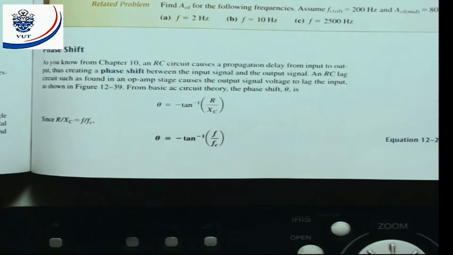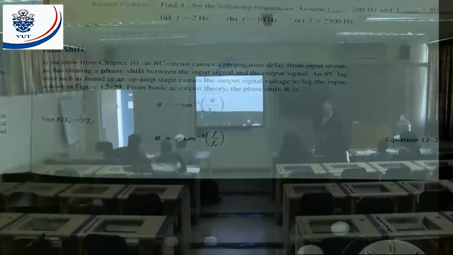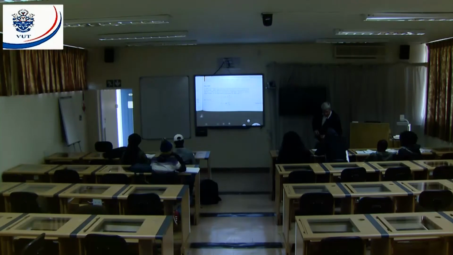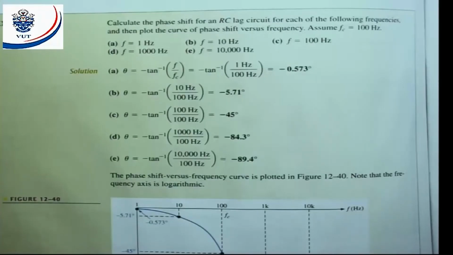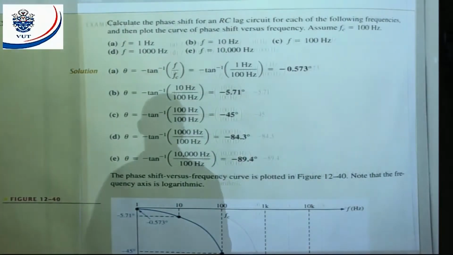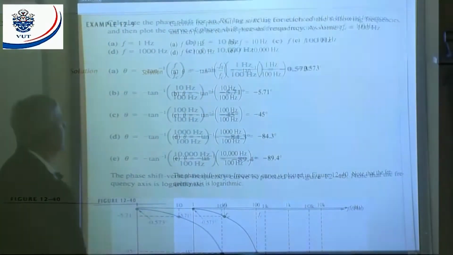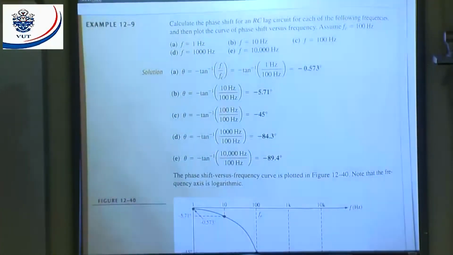To illustrate this, example 12.9: calculate the phase shift for the RC lag circuit for each of the following frequencies and then plot the curve of phase shift versus frequency. Assume FC is equal to 100 Hz. My critical frequency is 100 Hz, and I have 1 Hz, 10 Hz, 100 Hz, 1,000 Hz, and 10,000 Hz.